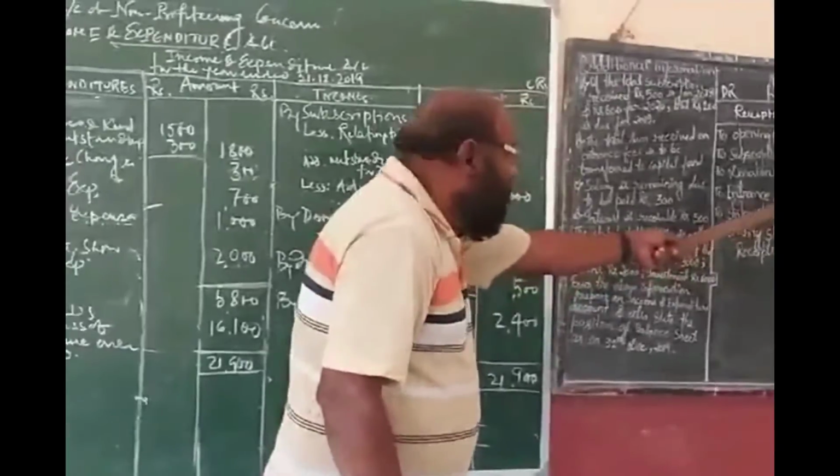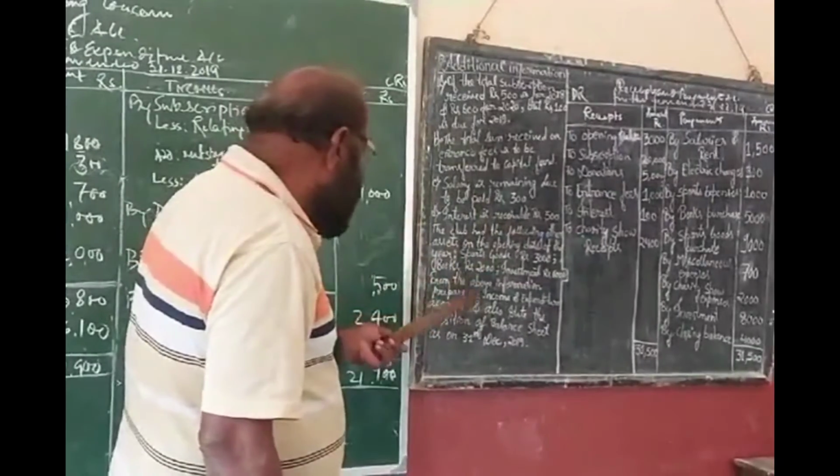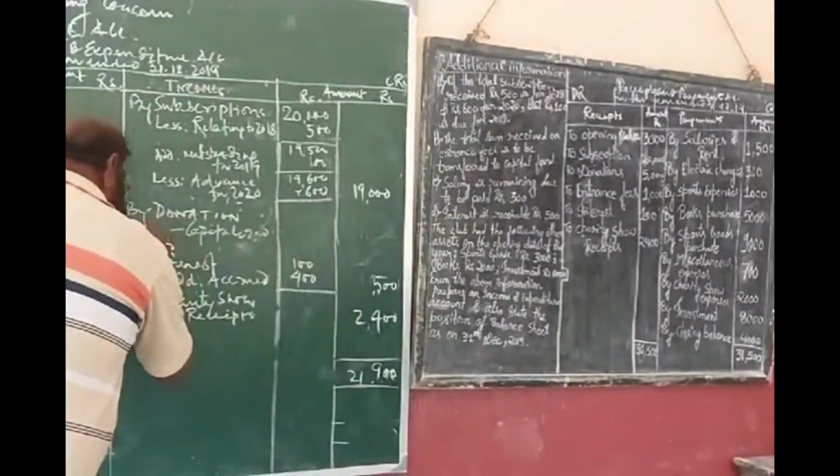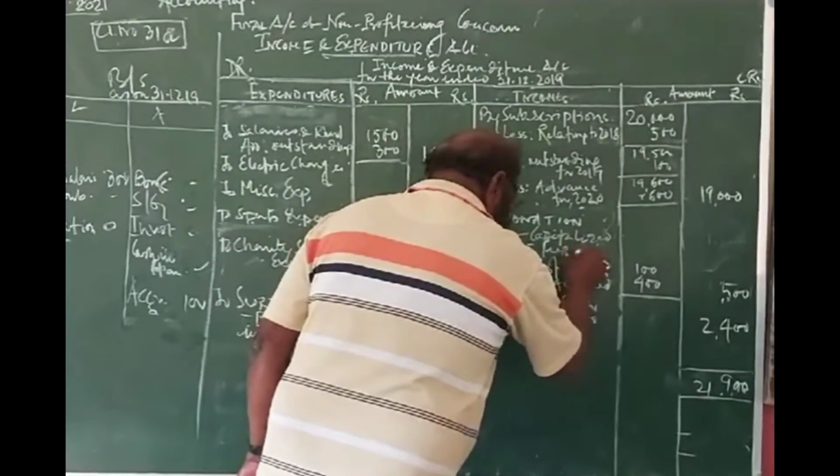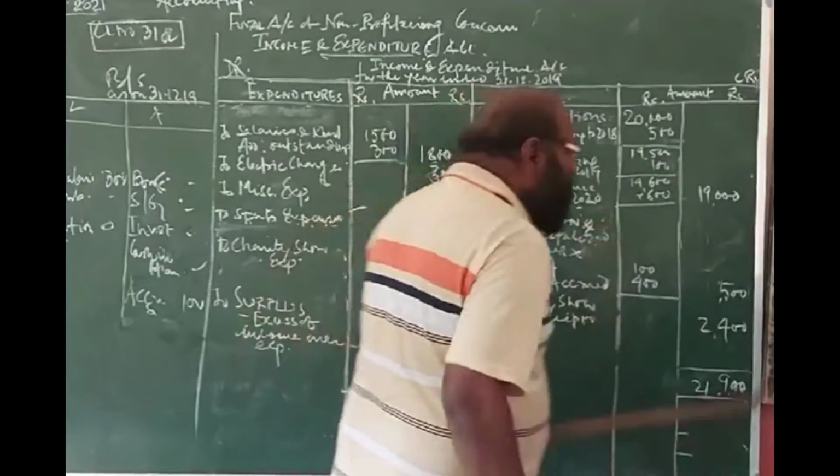Okay, entrance fee 1000. Regarding entrance fee, it should come over here by entrance fees. But what is written over here?